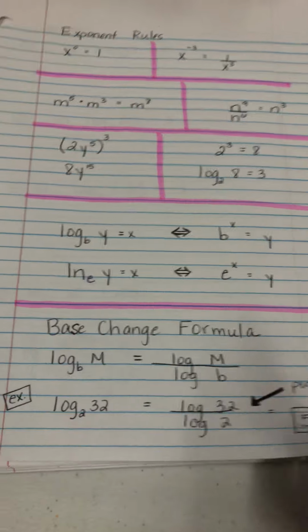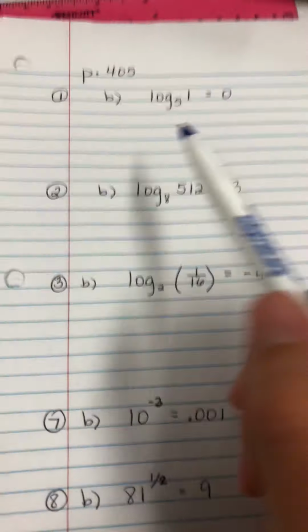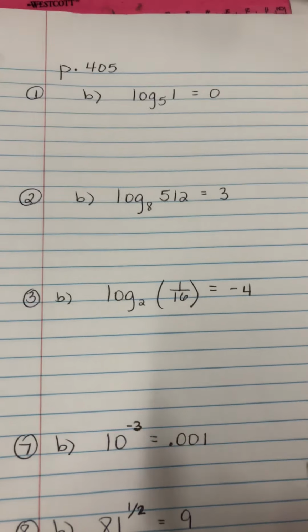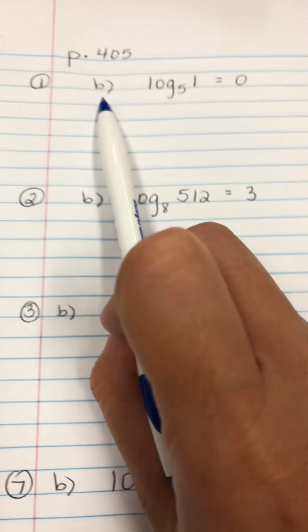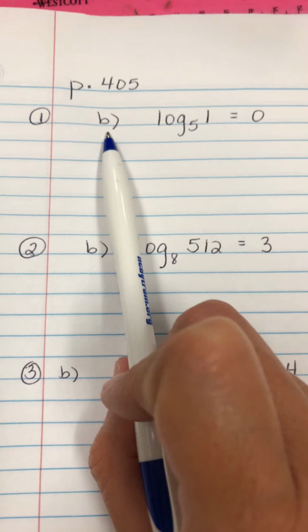Okay, so I'm going to walk through a couple of examples with you. Your homework tonight is to do 1 through 25, every other odd, but you only have to do A. So I'm going to do a couple of examples of the B. Okay, this is on page 405 in your textbook.